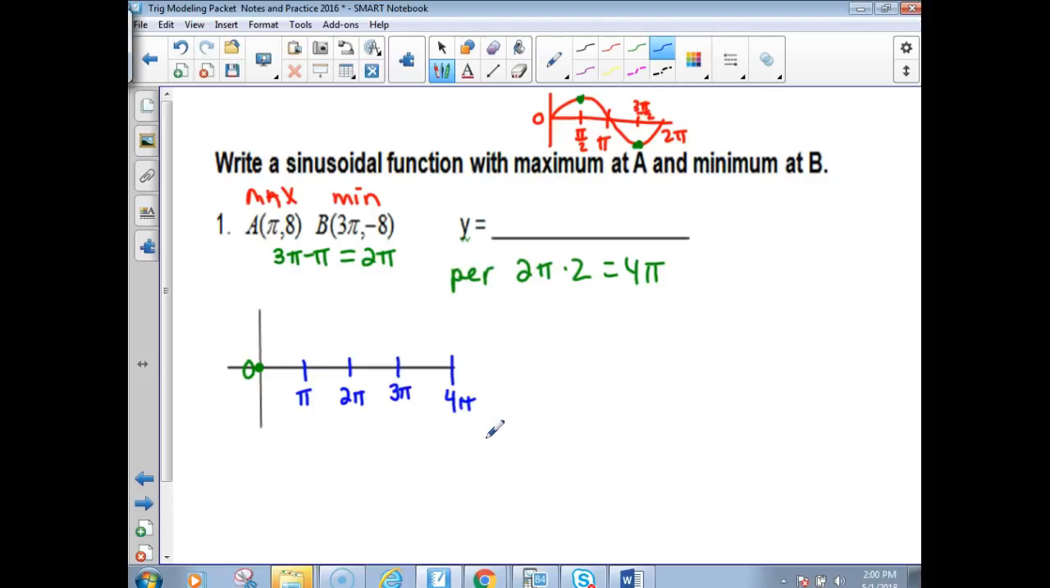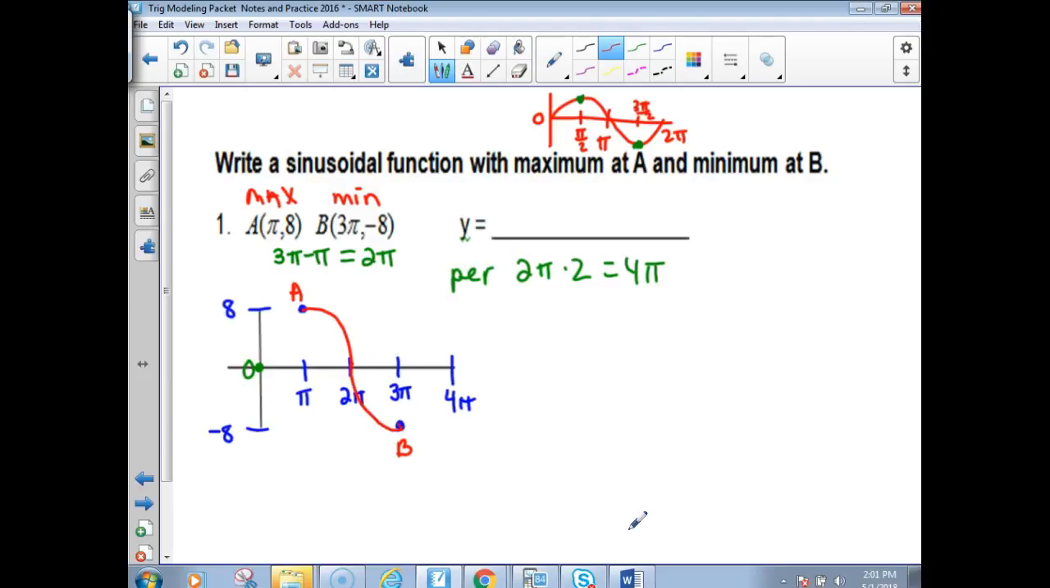Now I can plot the max and the min. So the max would be at pi, 8, so that means I've got to go up to 8. So that would be where my max is, which is point A. And then it said point B is at 3 pi, negative 8, so that would be my minimum. Negative 8 is the lowest value, and that would be your point B. And what's going on in between here is part of the sine wave.